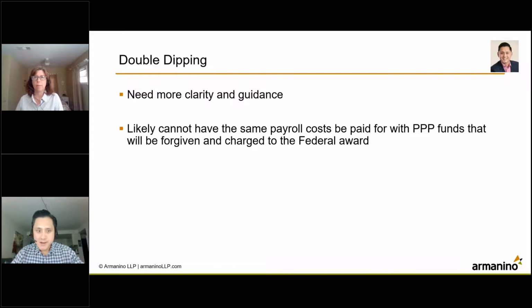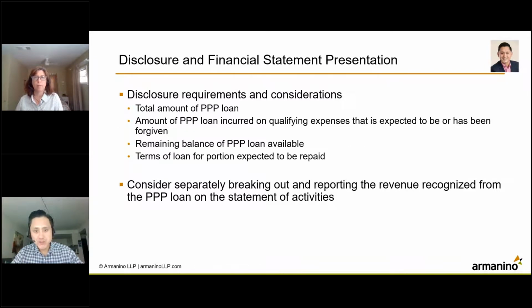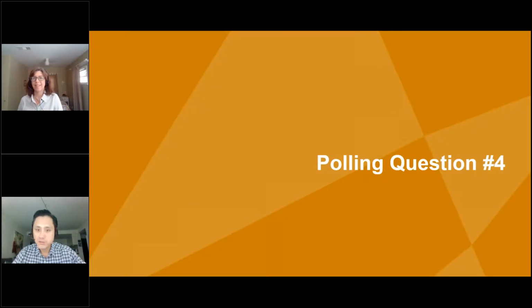Next slide, please. So just for financial statement disclosure purposes, you want to include the amount of the loan if you did in fact receive a loan, the dollar amount that was spent on qualifying expenses, the remaining balance of the loan at year end, and there is a portion that you expect to repay. You can treat that as debt, so all the standard debt disclosures would apply. In terms of presenting the revenue, you may want to consider breaking out that revenue separately on your income statement because it is such a one-time unusual source of income. You may not want to distort your contribution revenue.